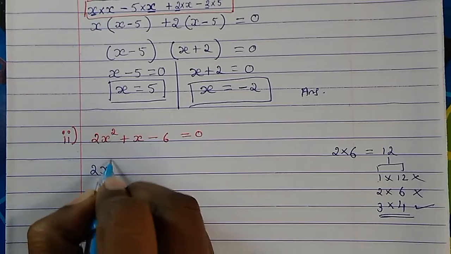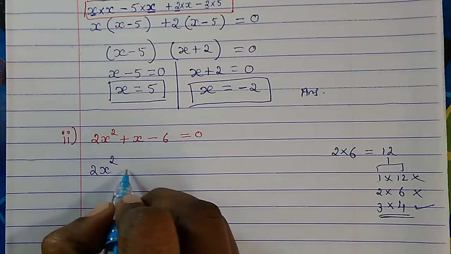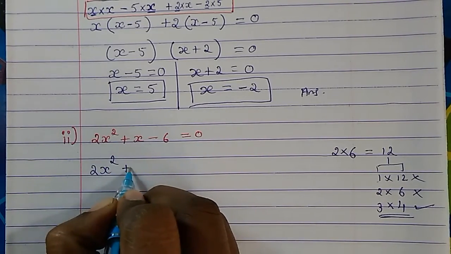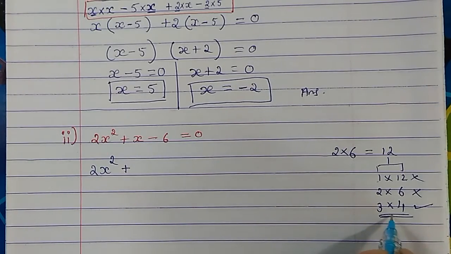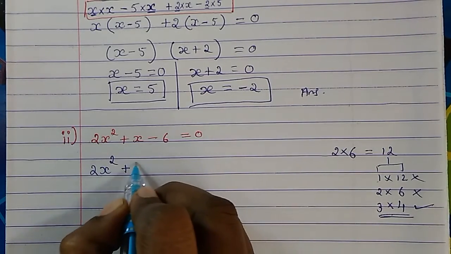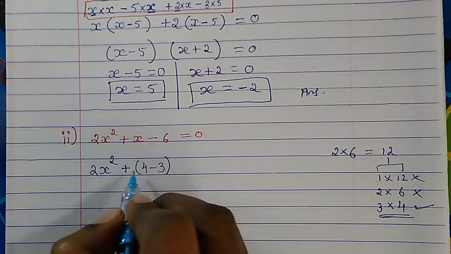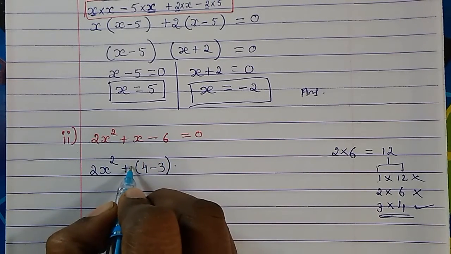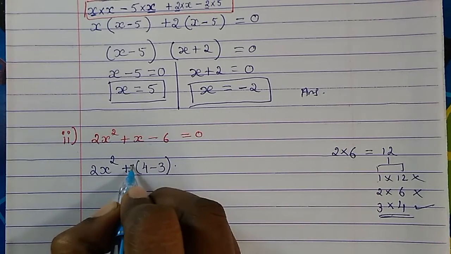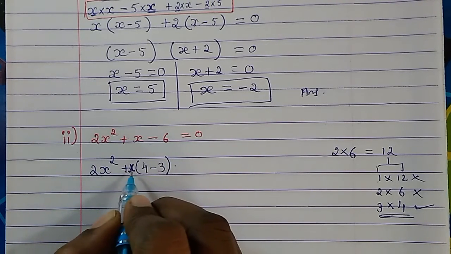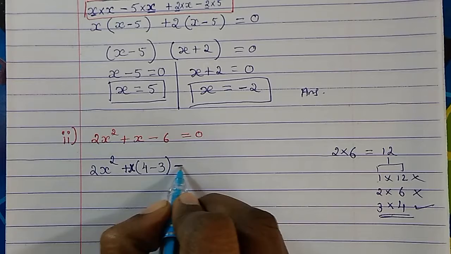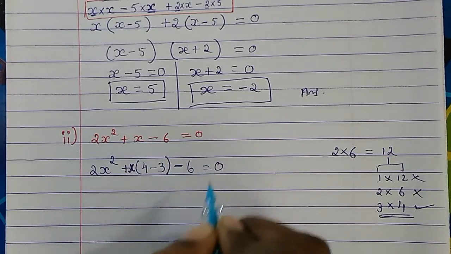So write down 2x square, here plus is there, plus inside the bracket from 4 we will minus 3. So 4 minus 3, and this x you can write down here or you can write down here also, it is the same, provided when you calculate you should calculate properly. Then minus 6 equal to 0.